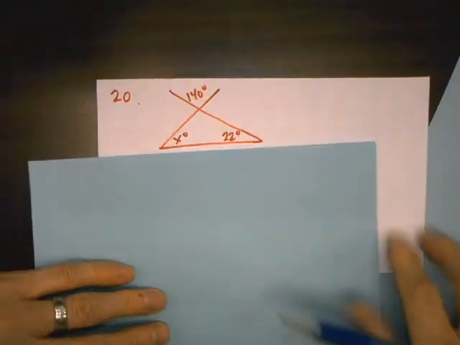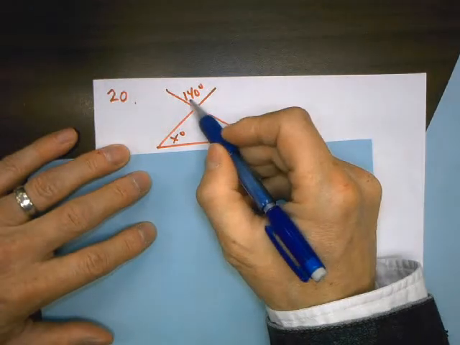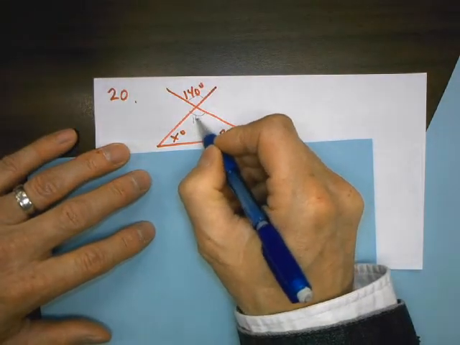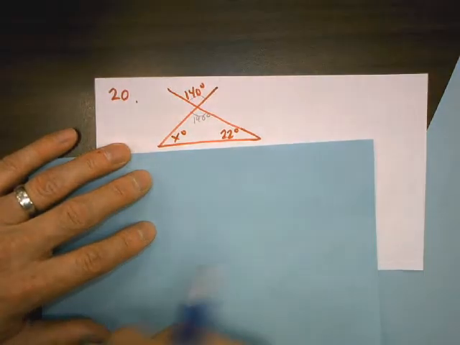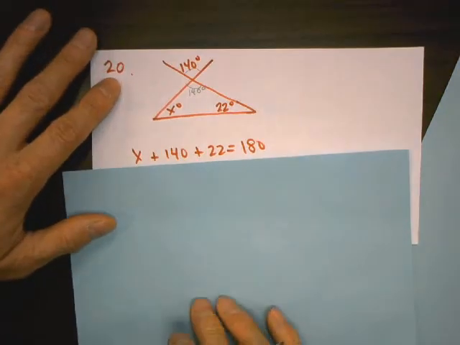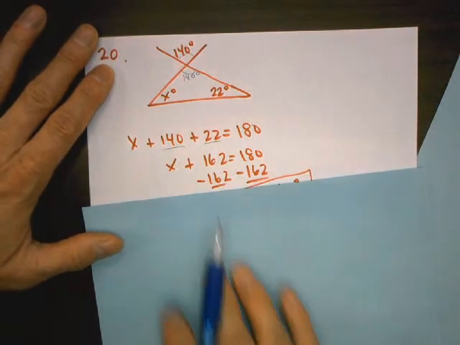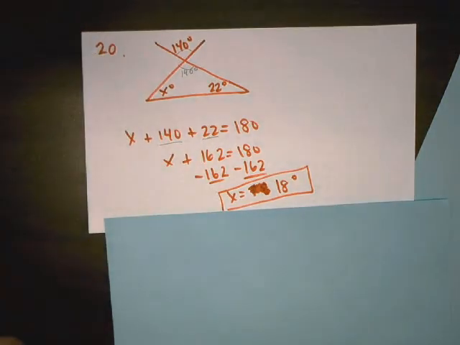Okay, 20, we have this diagram here. We've got to find x. Now, this right here is a vertical angle to this, and we learned in class that vertical angles are congruent. So this has to be 140. So now we have the same problem that we just did. Add the 3 up. Combine my like terms, isolate the variable, and x has to be 18 degrees.